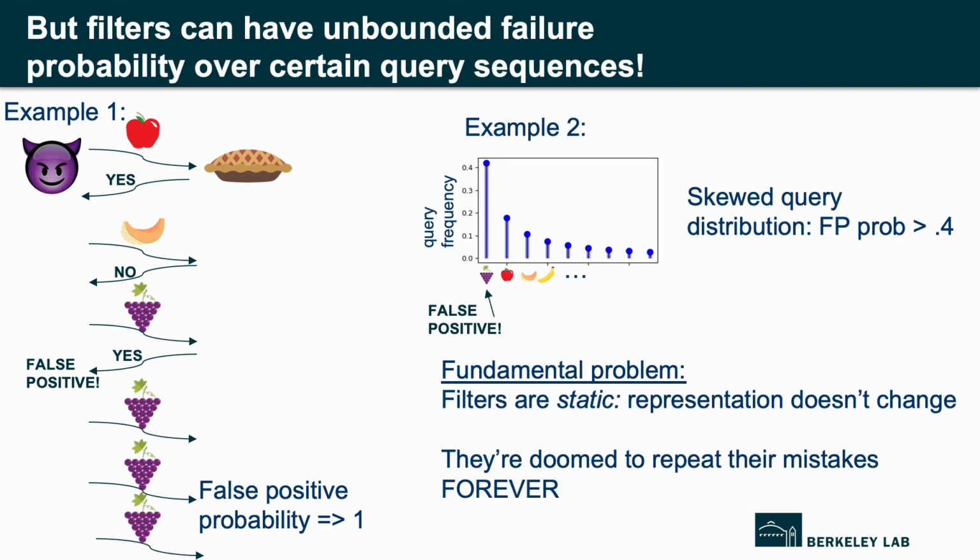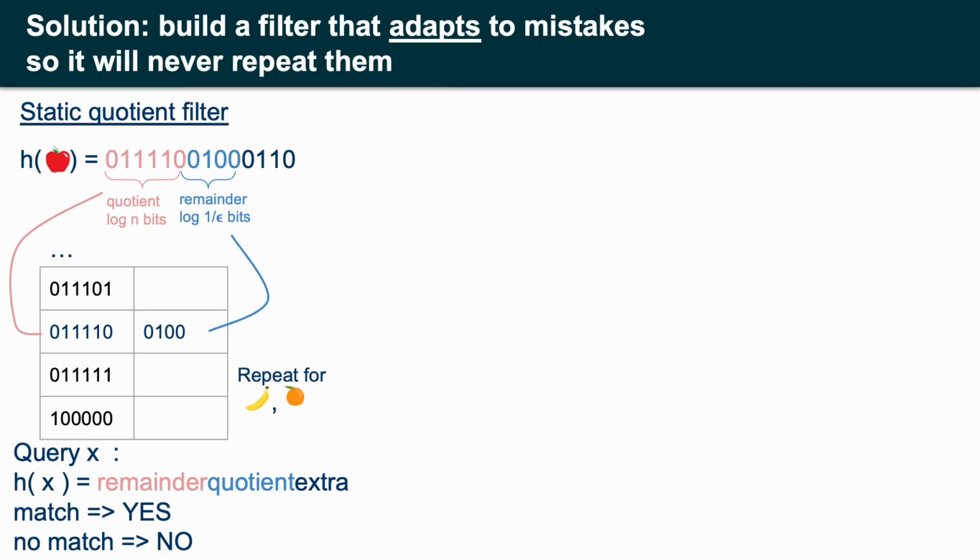That's bad. Another example is where there's no adversary, there's no evil mastermind, but our queries follow a skewed distribution where some of them are much more common than others. So if we get unlucky and one of the really common ones is a false positive, well, then we get a false positive a lot of the time. We break that guarantee again. So this is a fundamental problem of these filter data structures. They're static and the representation doesn't change, so they're doomed to repeat their mistakes forever. So I'm going to show you how we can build a filter that doesn't run into this problem.